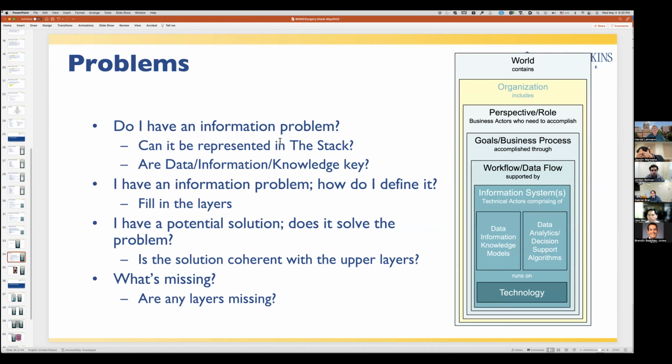So now the question is, if I have an informatics problem, can it be represented by the stack? And is data, information, knowledge key? If data, information, knowledge is not key to the problem, then it's probably not an information problem. It's another sort of problem, which means, by the way, that all statistics are informatics solutions. So when I complain about p-values and confidence intervals not addressing the problem, I'm saying it's a bad informatics solution.